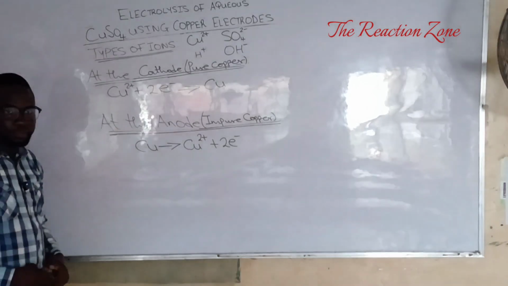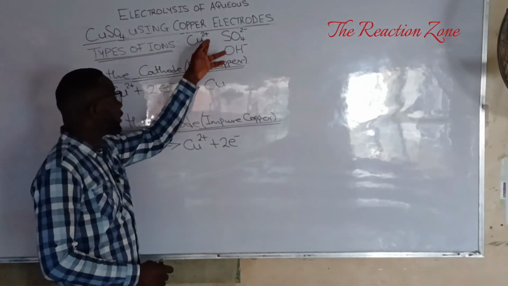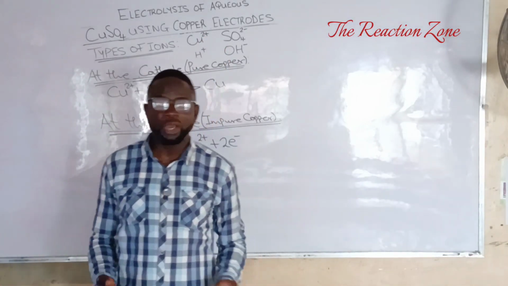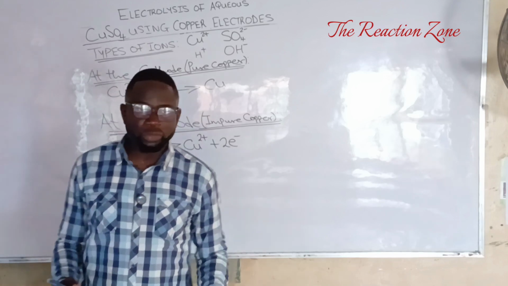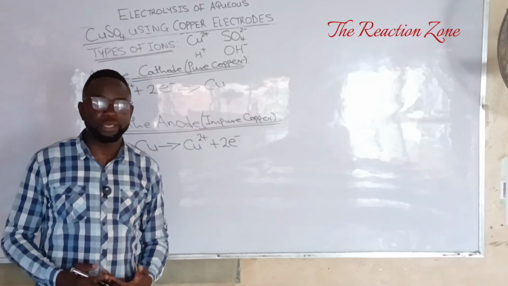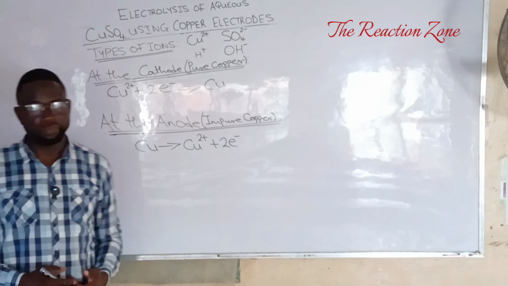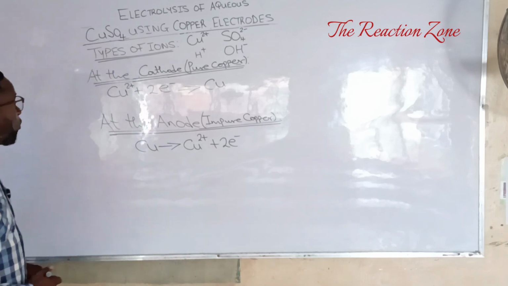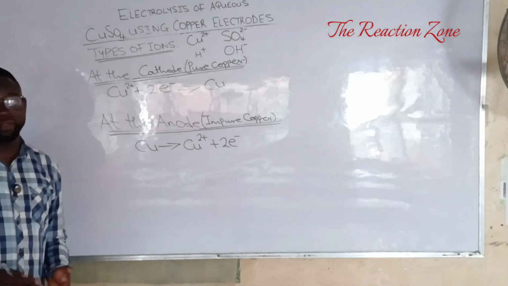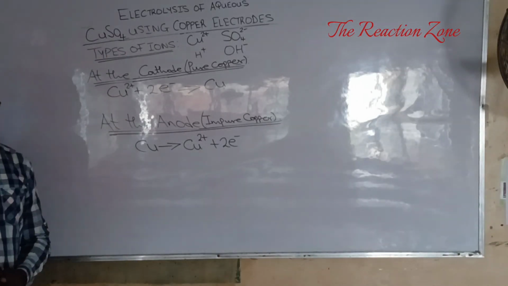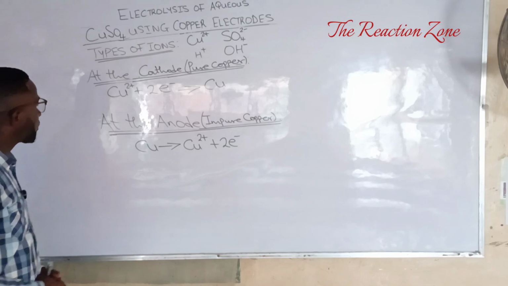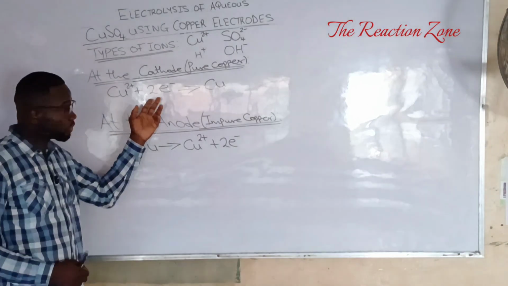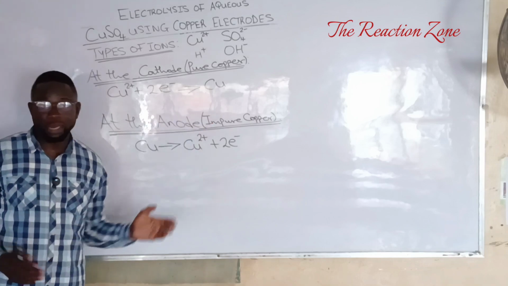At the cathode, both hydrogen ions and copper 2 ions are attracted. However, copper 2 ions are preferentially discharged at the cathode. And this is because copper 2 ions are lower than hydrogen ions in the electrochemical series. So what happens is that copper 2 ions will undergo reduction, accepting electrons to give copper atom.